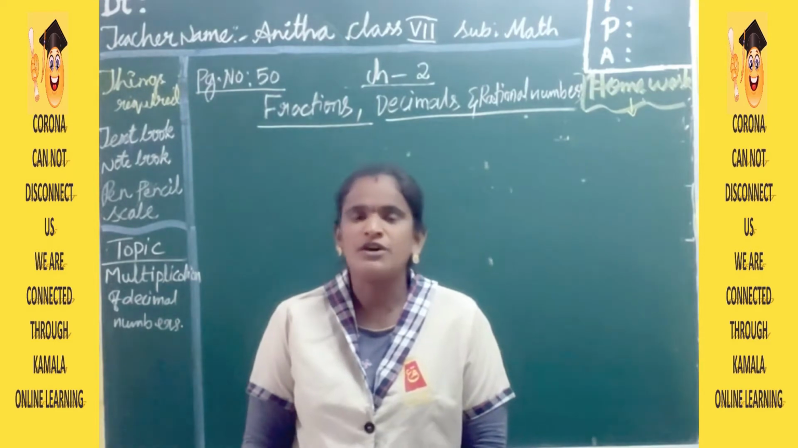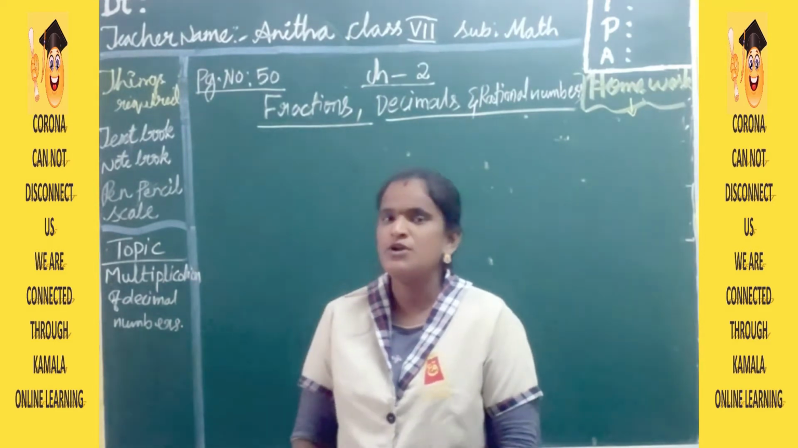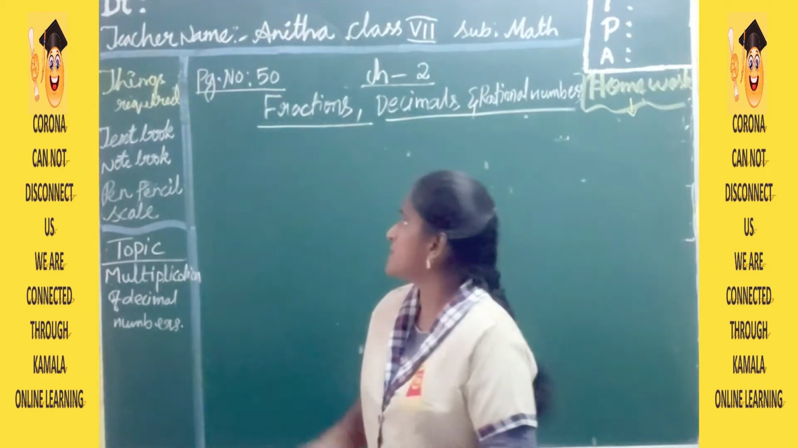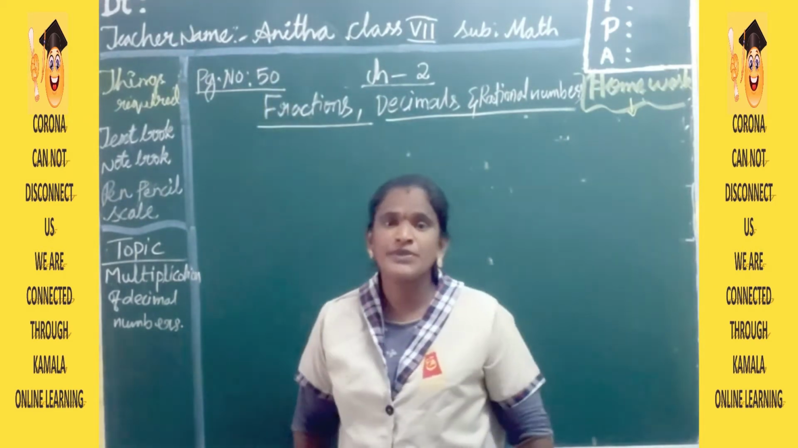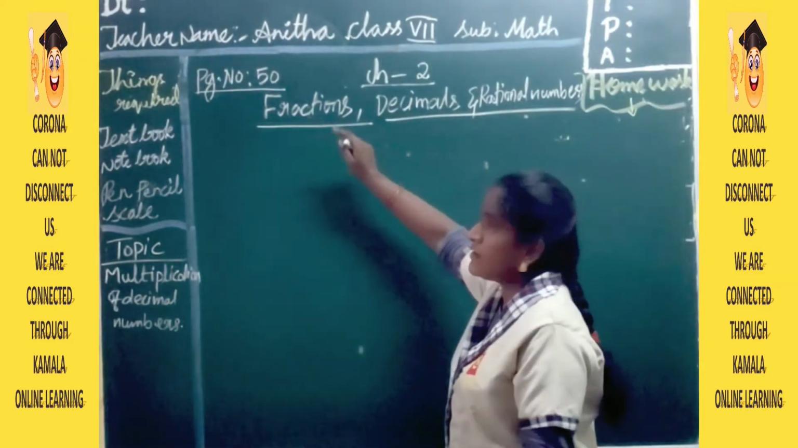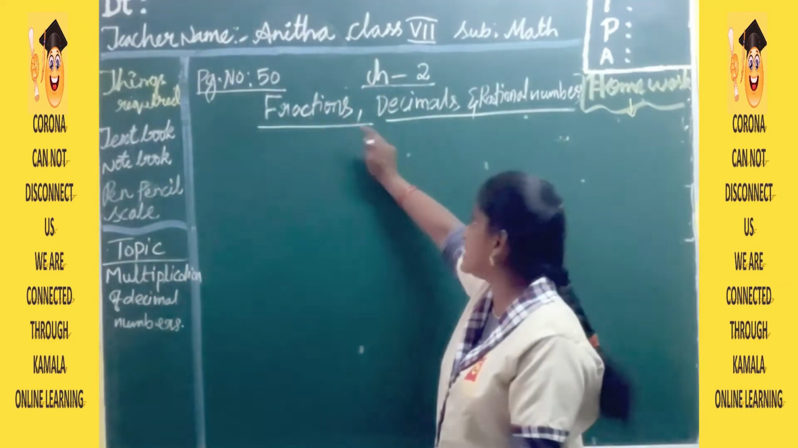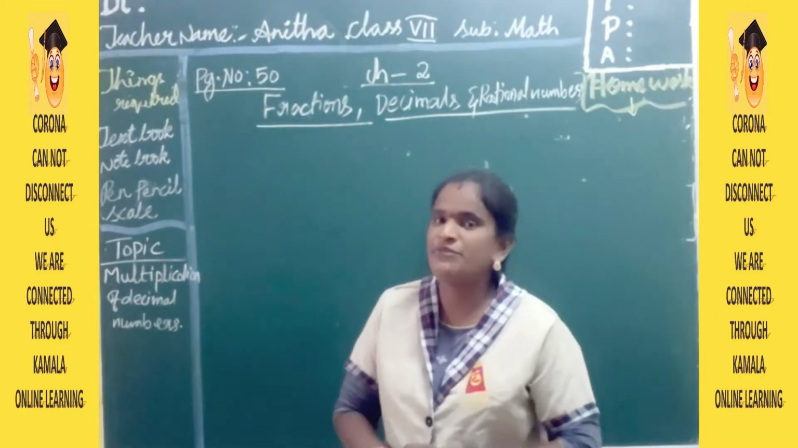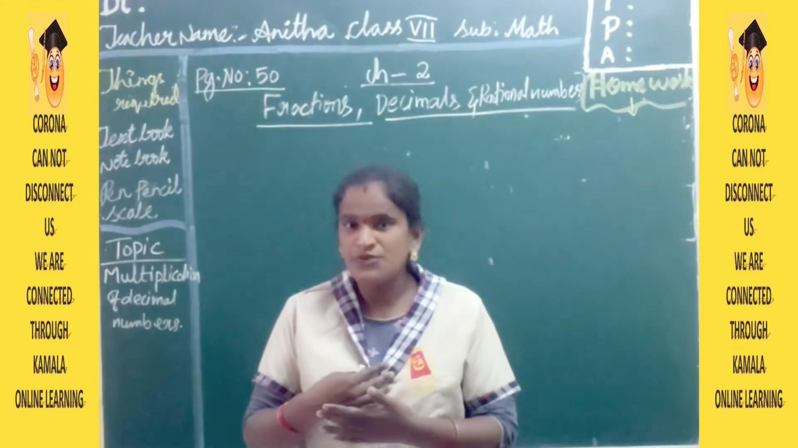Okay children. Now everyone be ready with your textbook, notebook, pen, pencil, scale. Next, open your textbook, page number 50. Already in this chapter, the second chapter, what is the name of the second chapter, children? Fractions, decimals and rational numbers. In this chapter we have already finished till exercise 5.